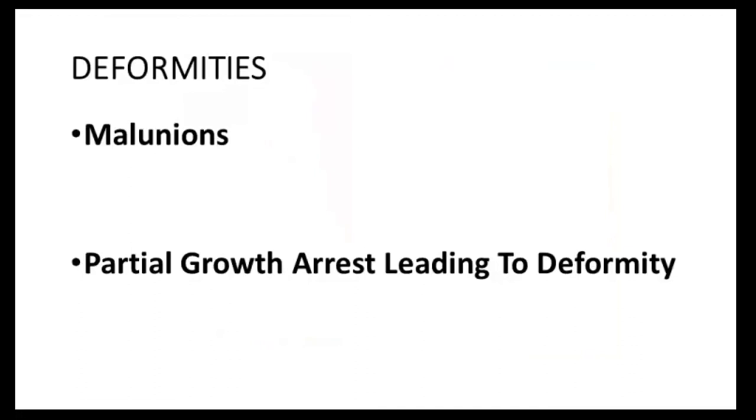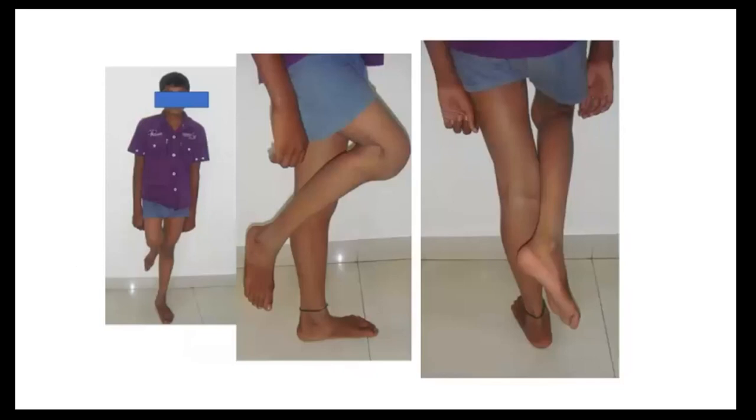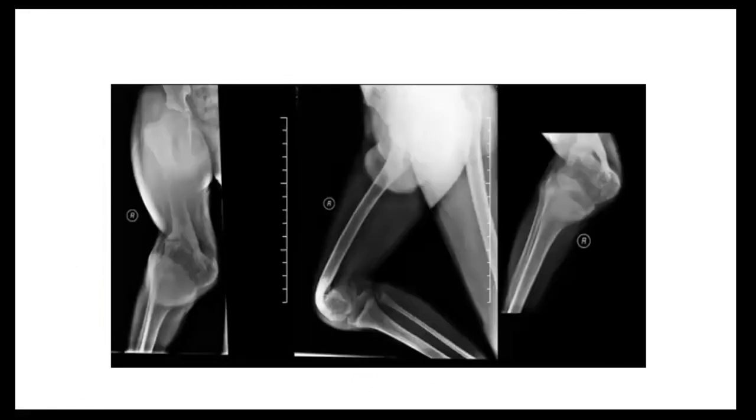Coming to deformities, the deformities secondary to osteomyelitis can be due to malunions or due to partial growth arrest. So this child has this deformity. You can see there is a flexion deformity of the knee. Actually, the deformity is not in the knee. It's in the distal end of femur. As you can see, there is a huge sclerotic fragment. So this osteomyelitis united in a severe malposition.